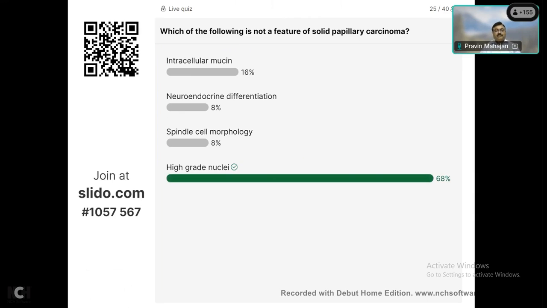So solid papillary carcinomas can show you, as I already mentioned, intracellular mucin. I have shown you a case wherein there was neuroendocrine differentiation. Sometimes you can see spindle cell morphology, but it always shows you low to intermediate grade nuclei. If you start to see something which looks like a solid papillary carcinoma and it has high grade nuclei, you cannot call it a solid papillary carcinoma, or you cannot stage it as an in situ carcinoma. You will have to put it as a high grade carcinoma which has a solid papillary like morphology, and the entire tumor will be calculated for a pT stage.